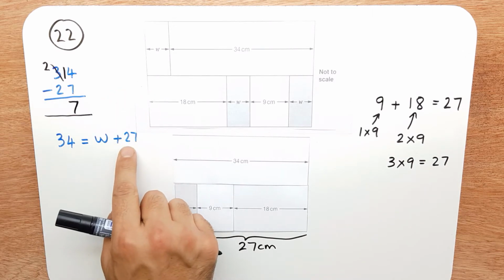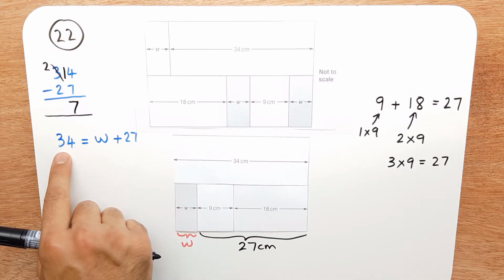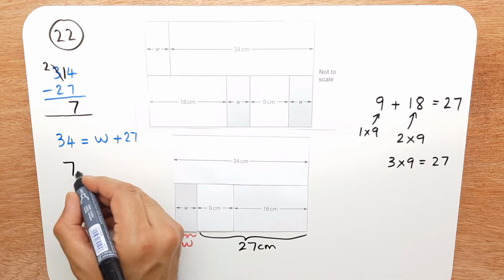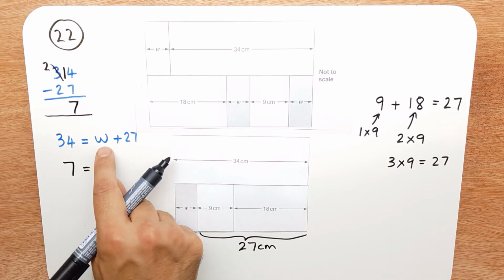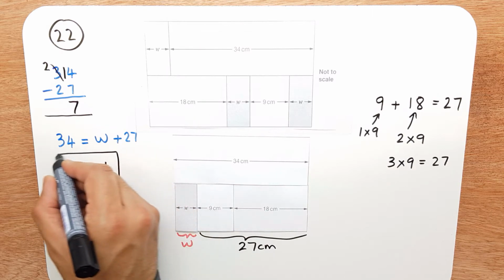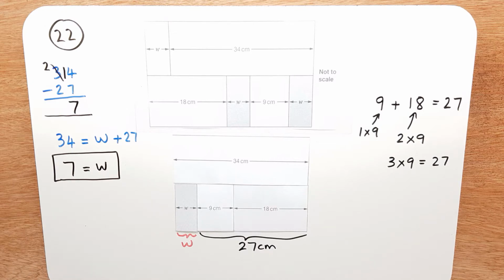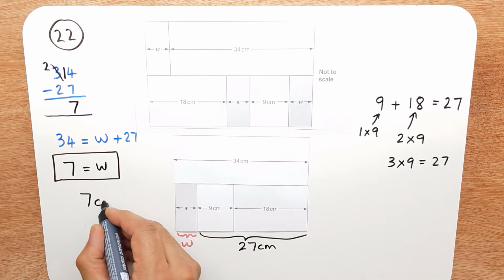So if I take 27 away from here and 27 away from here, I'm left with 7 and I'm left with W here. So my answer now is W equals 7. Now we've worked out this value for W and it's 7 centimeters.